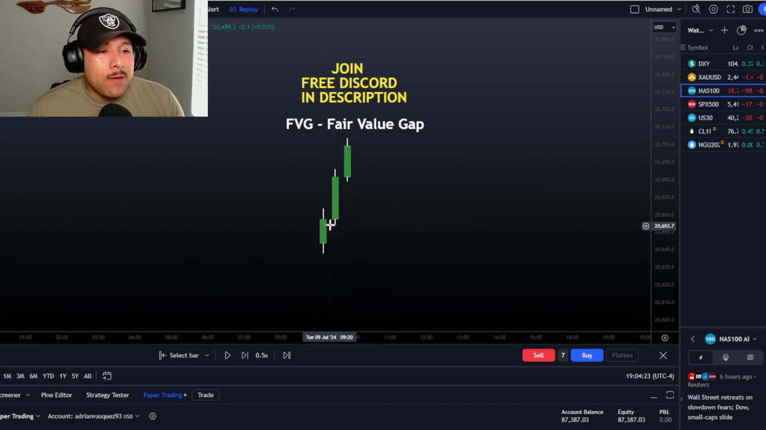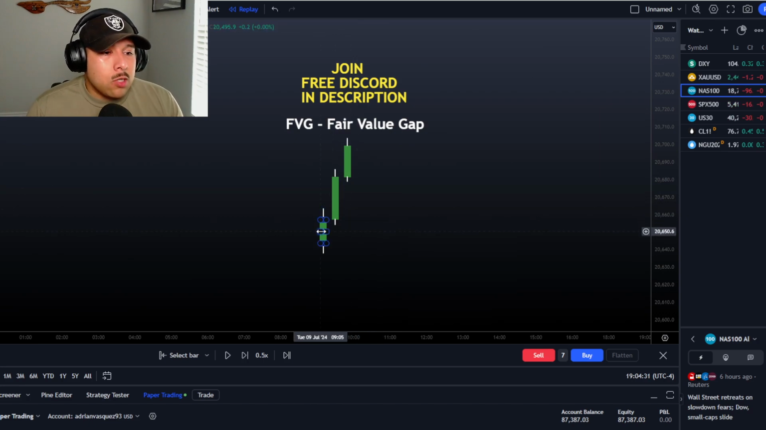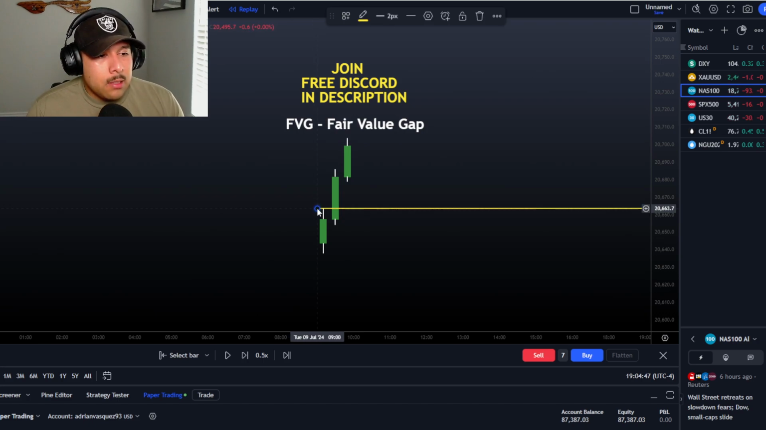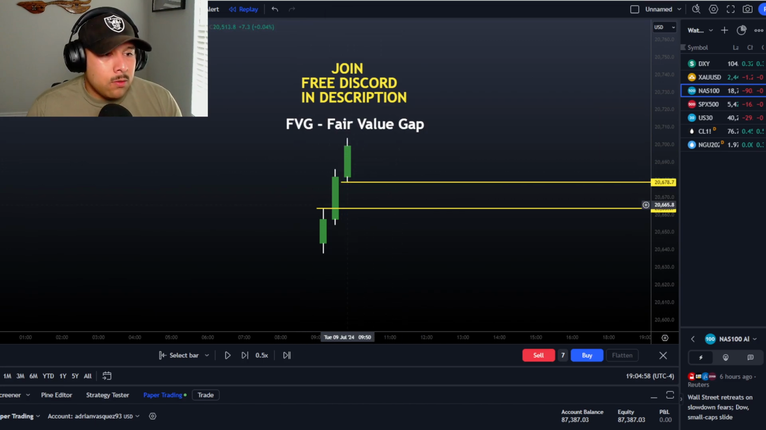As you can see, a fair value gap is always created with three candles, the three candlestick pattern. It starts with the beginning candle, the middle one, and then the push. And if you look at the wicks, on a bullish demand, if you draw a line at the top of the beginning green candle and at the bottom of the third green candle, there's this huge gap that has been left behind.